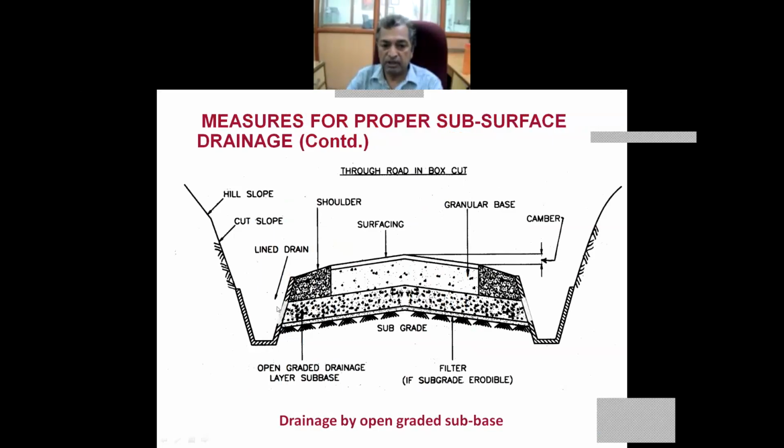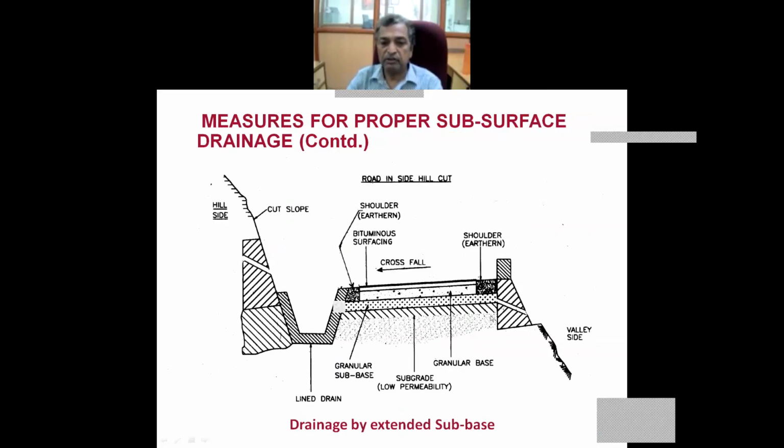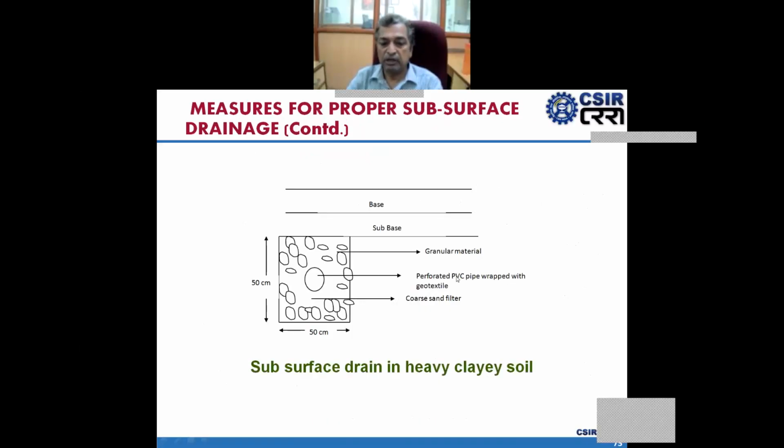This is the lined drain on both sides. Another view of the extended subsurface drainage. This is also another view of the subsurface drainage. Here, a sand filter, a perforated PVC pipe wrapped with geotextile, and this is the granular material outside that. It should be below the surface layer for drainage of surface water.